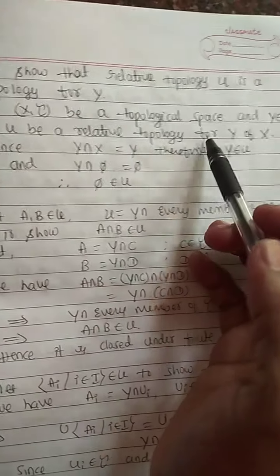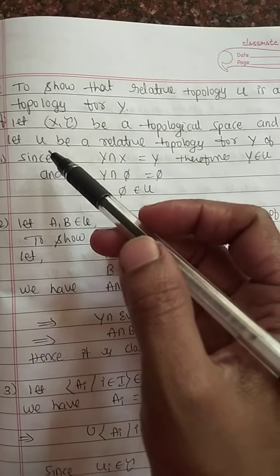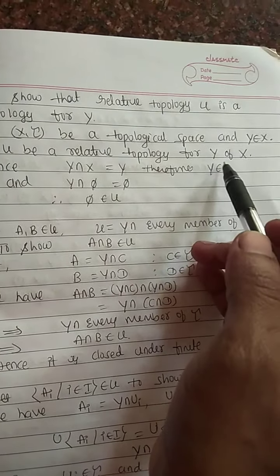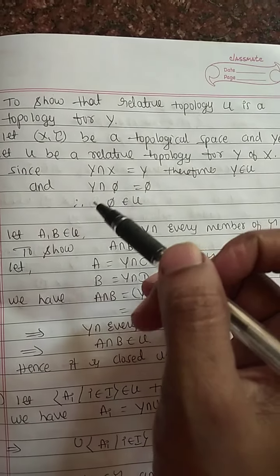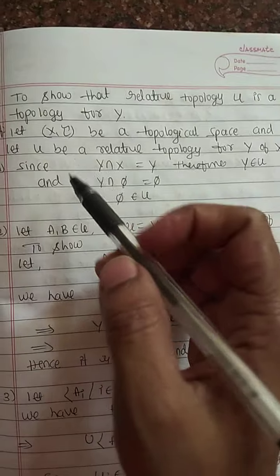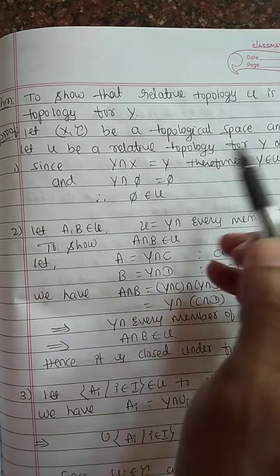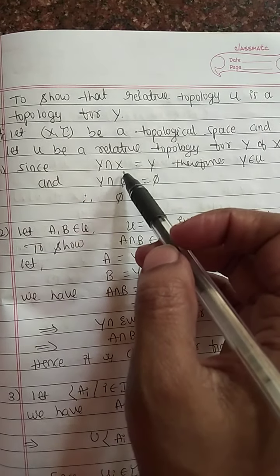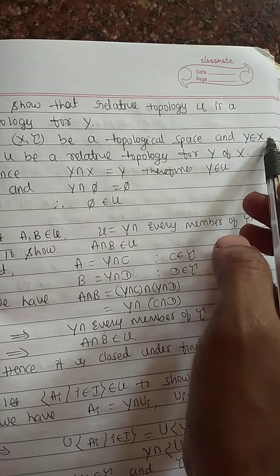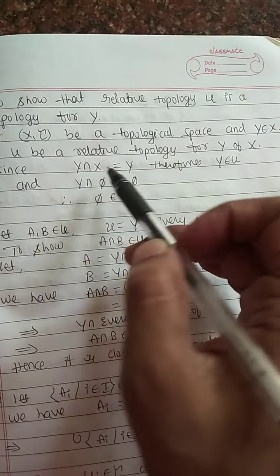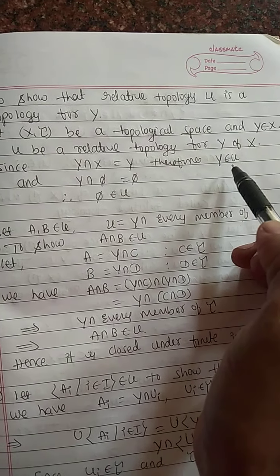Let (X, tau) be a topological space and Y belongs to X. Let U be a relative topology for Y of X. Here we have to show that U is a topology for Y. Since Y intersection X equals Y, Y is an element of X, Y intersection X is Y. Therefore, Y belongs to U.